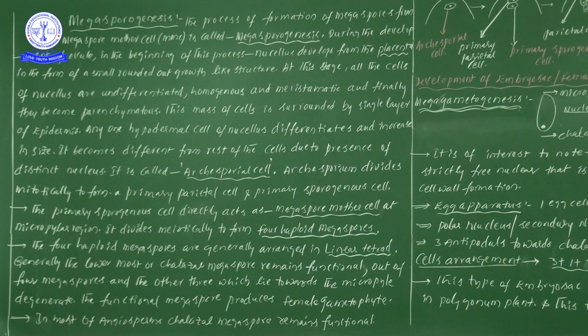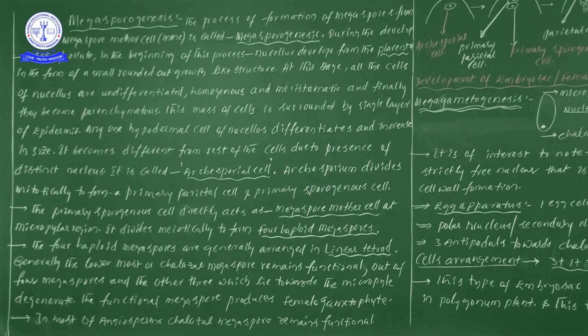Homogeneous means the cells seem to be the same, and they also have meristematic nature, my dear students. Meristematic nature means these cells have the capability to divide. First of all, the nucellus develops from the placental cells. Initially it is a small rounded outgrowth-like structure, and all the nucellus cells are undifferentiated, homogeneous, and meristematic, and finally they become parenchymatous.